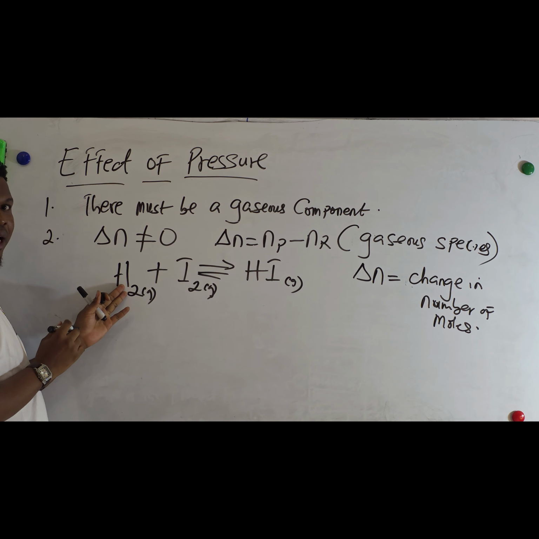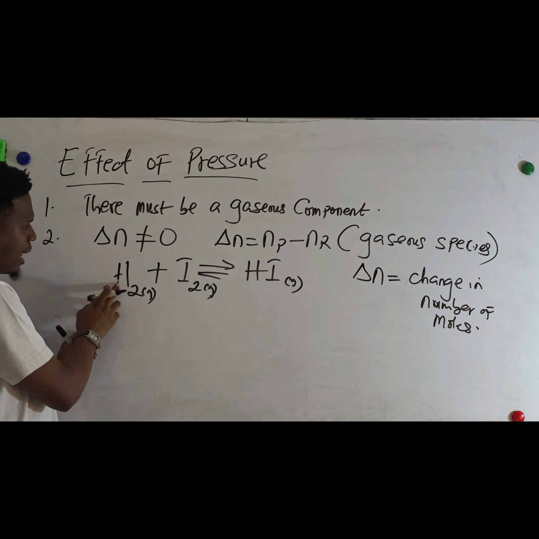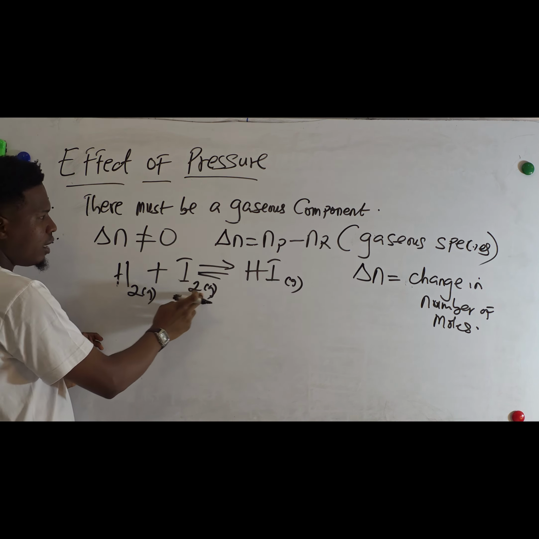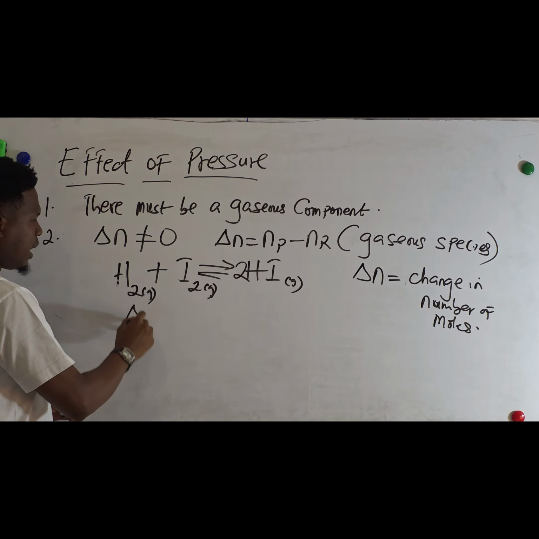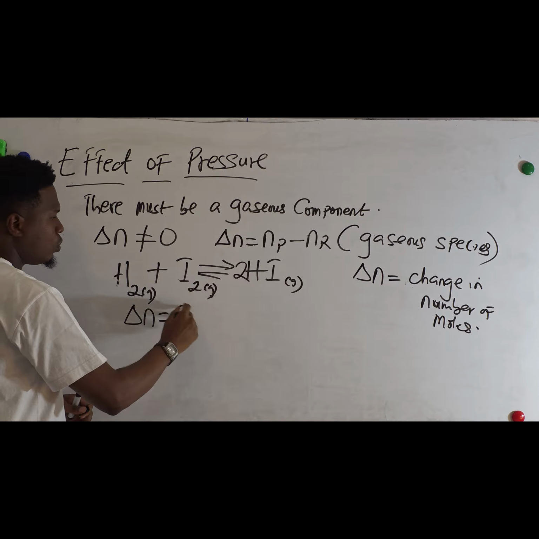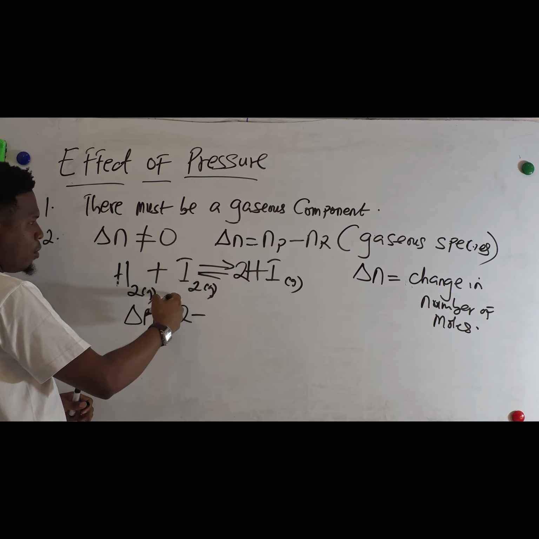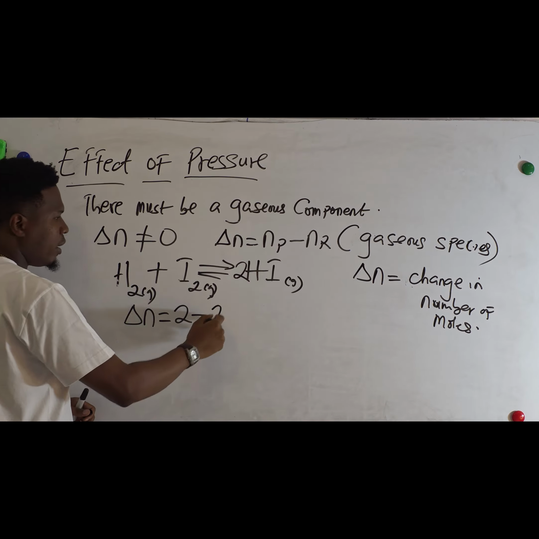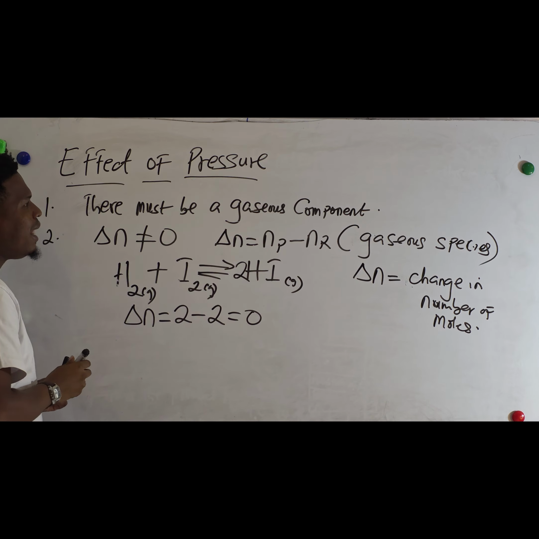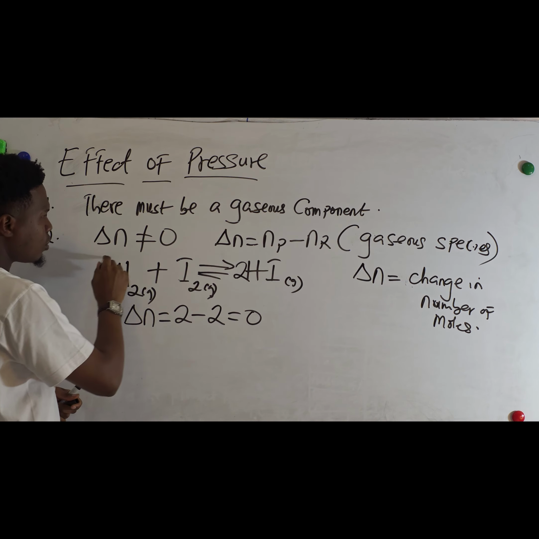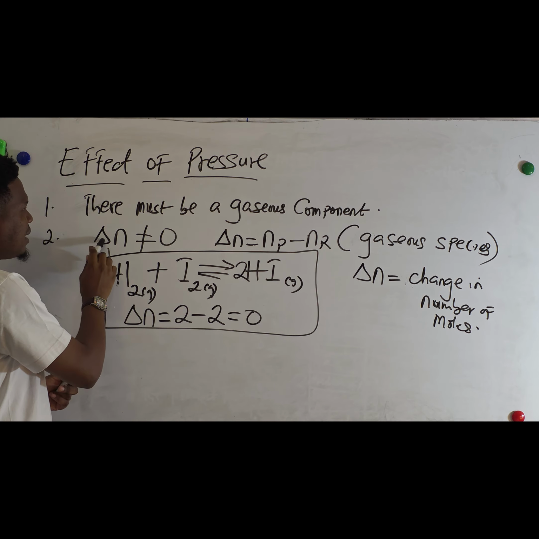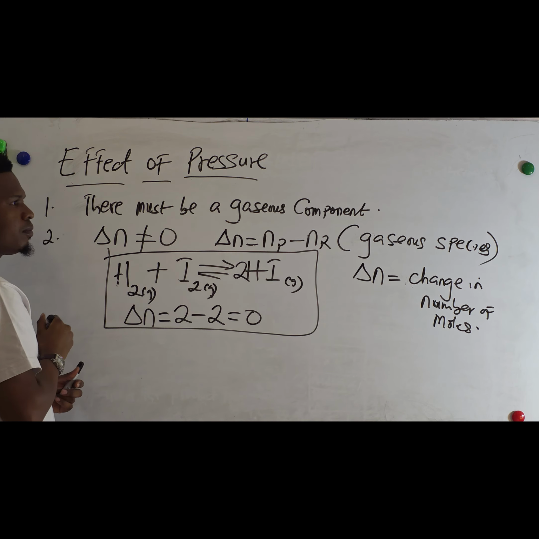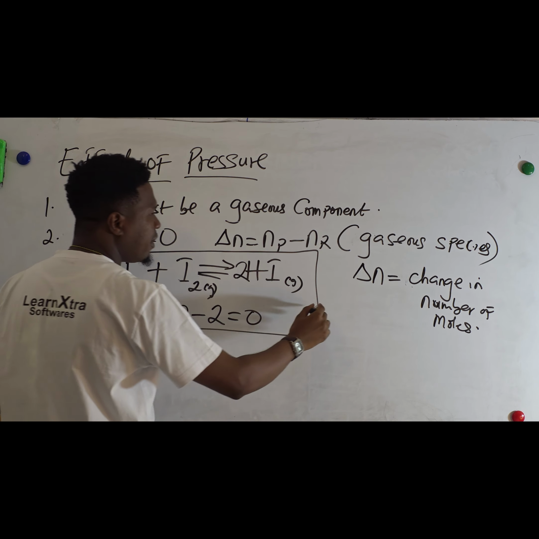This equation, is it balanced? No. I have two hydrogen atoms here, I have two iodine here. To balance these two, I'll have to put 2 here. So that change in N will be equal to 2 minus, 1 mole is here, 1 mole is here, 2 minus 2 is equal to 0. Now anytime you calculate this and the change in N gives you 0, then it means that pressure can never have an effect.